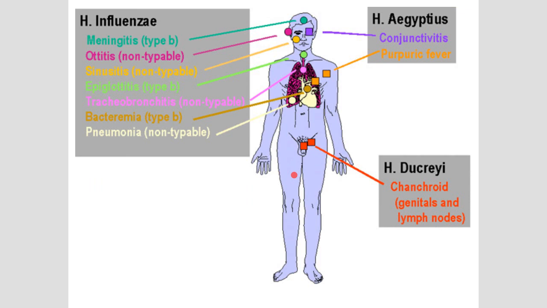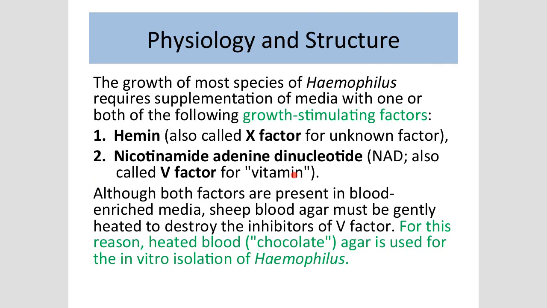So you can see, because of a lot of multiple factors, because of the complexity of the capsule, it has an ability to cause disease. So it's serious, Haemophilus influenzae in terms of diseases. Okay. As I said earlier, I would want you to know for Haemophilus the growth stimulating factors, which are called X and V. X stands for hemin, and V stands for vitamin, but basically it's nicotinamide adenine dinucleotide. So these are the two important things that are growth stimulating factors for this bacteria.